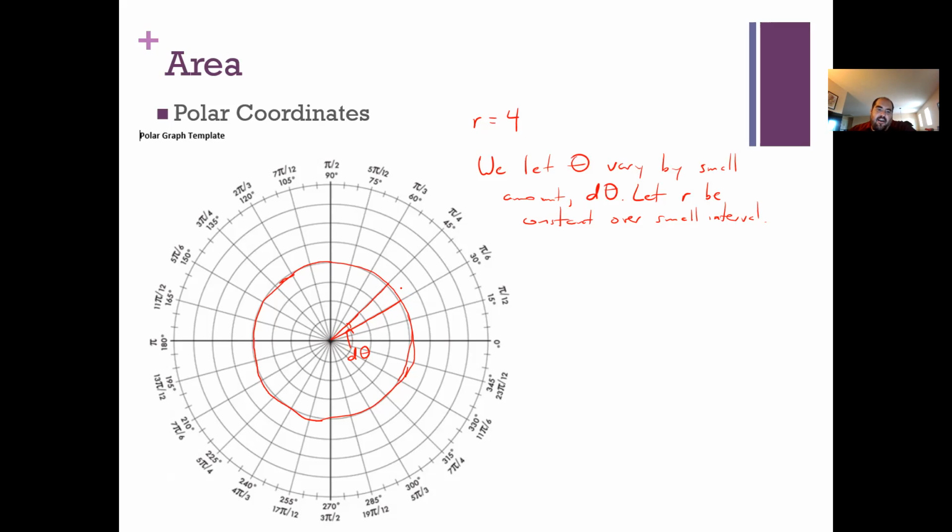So I have a d theta there, and I have r, which remains constant. In this case r is constant because I drew a circle, but r will not always be constant, but that's the way an integral works. We assume over a very small interval that our dependent variable is constant, so we can find that small area. So really, we're finding the area of a sector.